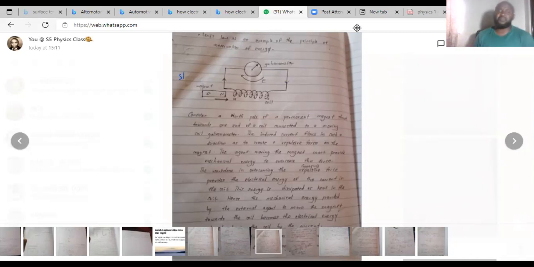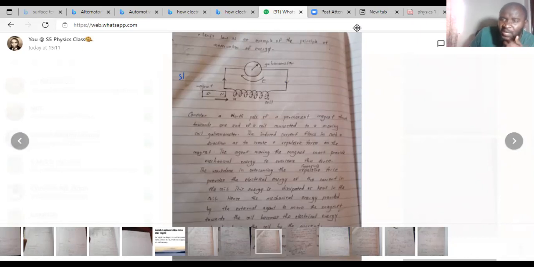The mechanical energy provided by the external agent to move the magnet towards the coil becomes the electrical energy developed in the coil by the current. So the magnet-coil system loses mechanical energy as electrical energy is growing. If this electrical energy is growing as a result of loss in mechanical energy, then we can say we have conserved the mechanical energy.